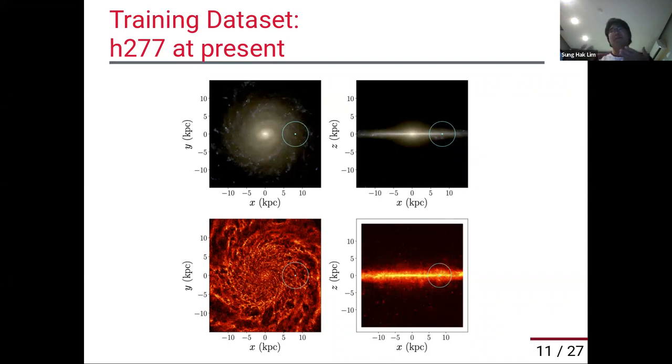And actually this simulation consists of three components. The first one is just the stars, as sub-particles, and the second one is of course dark matter, and the third component is the gas, which is responsible for creating the popping of the stars.